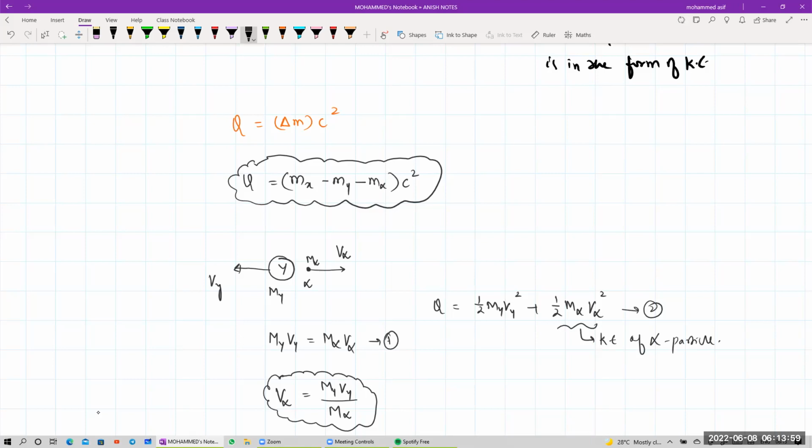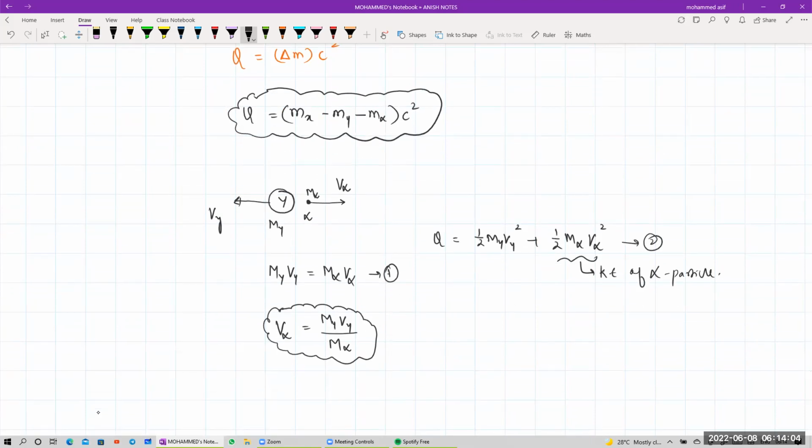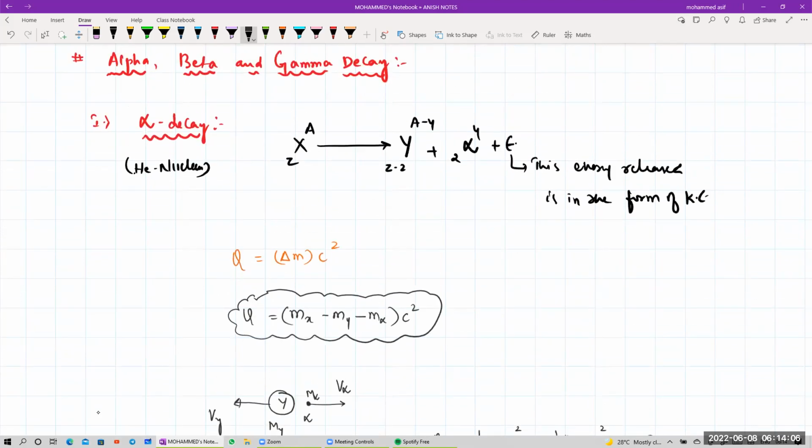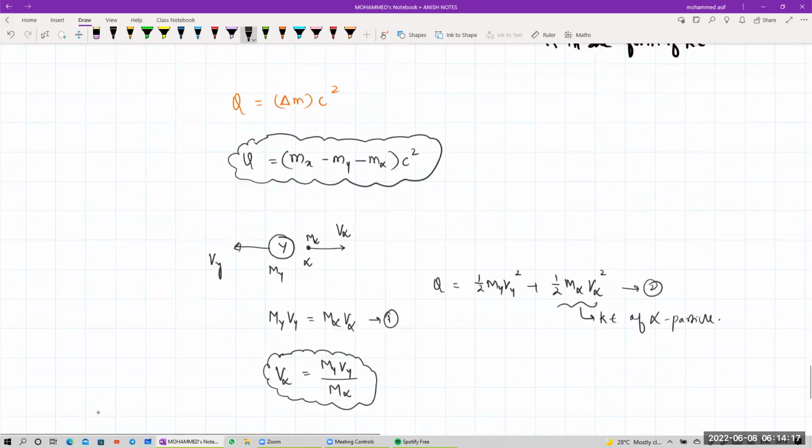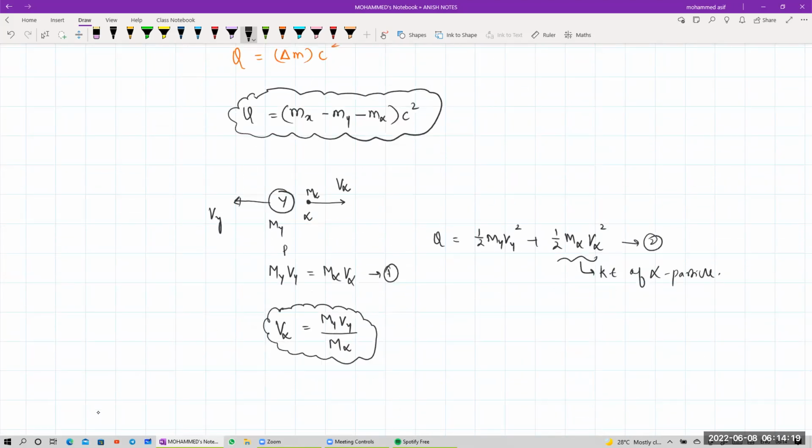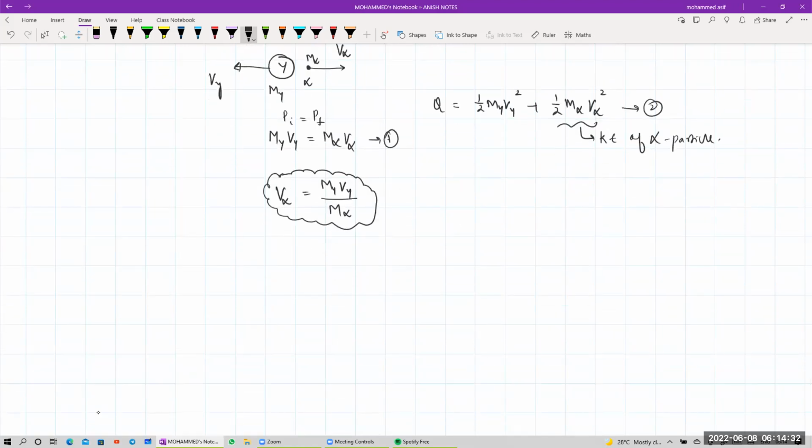Clear, beta? Any doubt in this one? No, sir. However, see here, when this stable nucleus, this element X, is forming into a daughter nucleus and an alpha particle, it is liberating an alpha particle. That means this is an internal process, so momentum is conserved. This is the reason initial momentum will be equal to final momentum. So from that I got the velocity of the alpha particle, and that value I can substitute in equation number 2, and we can get the value of the kinetic energy of the alpha particle. Is that clear?